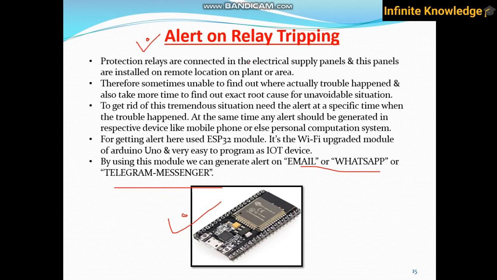So protection relays are connected in the electrical panels. Obviously they are connected in the electrical panels, and these panels are installed at a remote location or in the plant area. So it is at a remote location, and sometimes you cannot access it easily, or you are not checking the performance of the relay day by day, because it creates unnecessary time consumption.